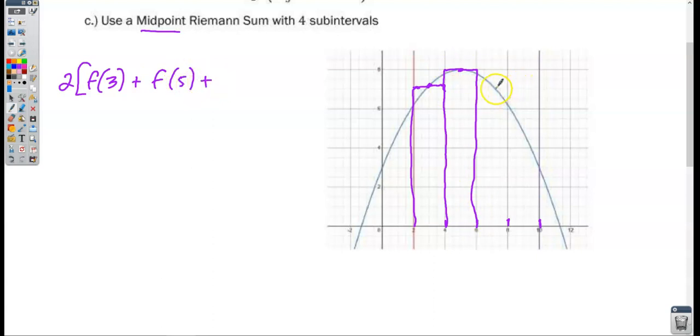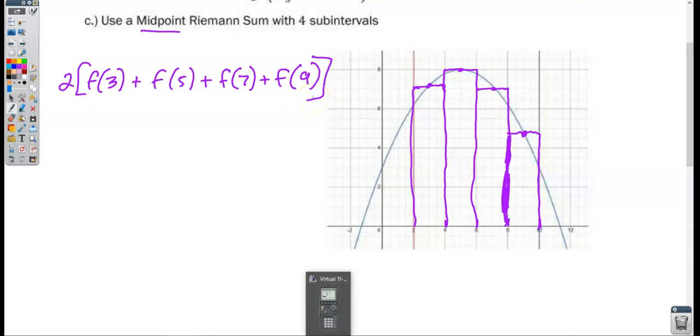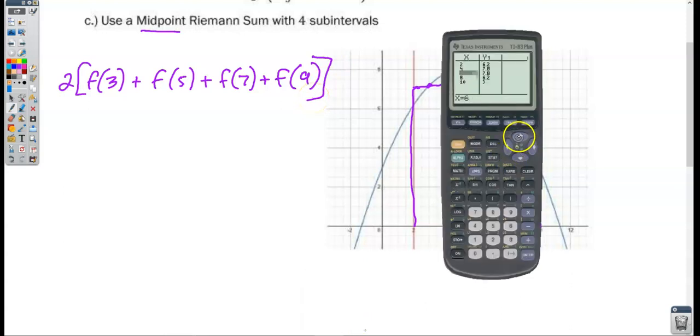And the third rectangle, wow, my hand got a little wavy there. It's going to be f of 7. And then the fourth rectangle, that height is going to be f of 9. And so now I'm going to go back and I'm going to calculate all those values. So I need 3, 5, 7, 9.